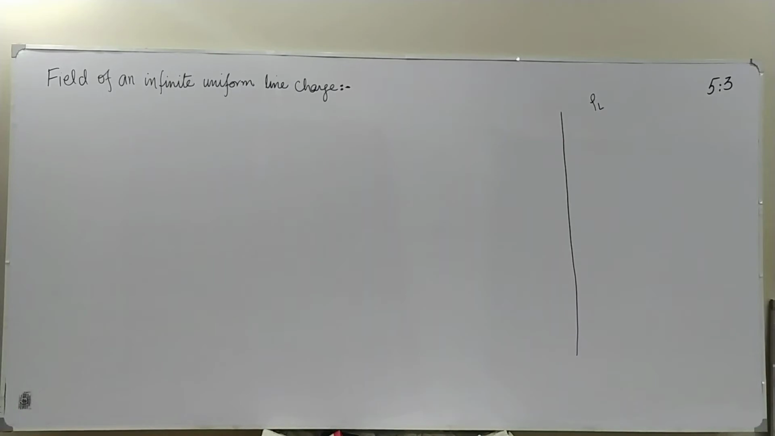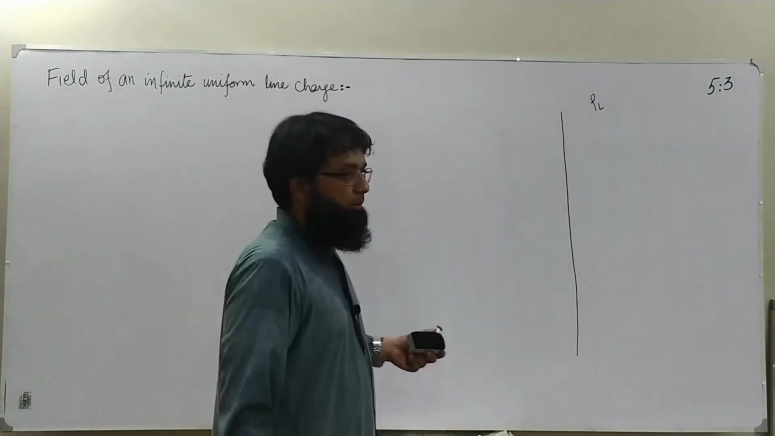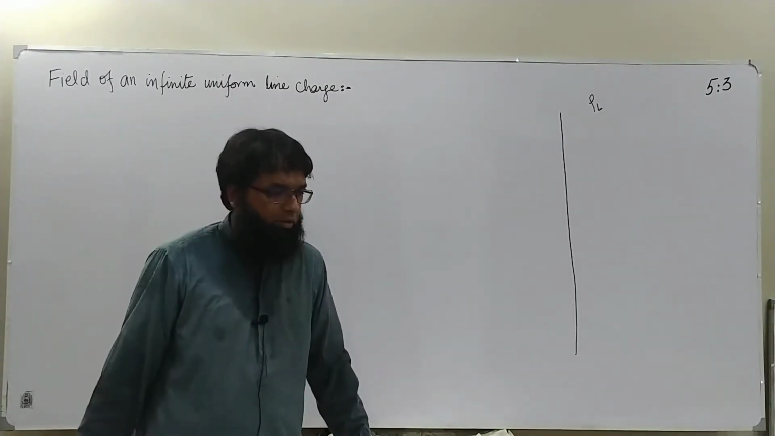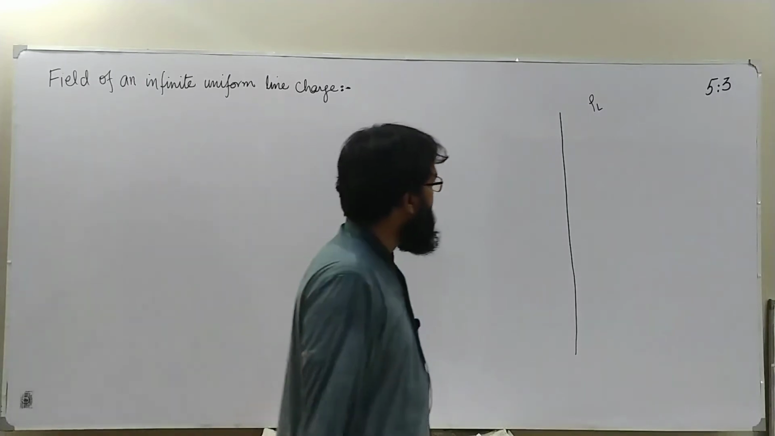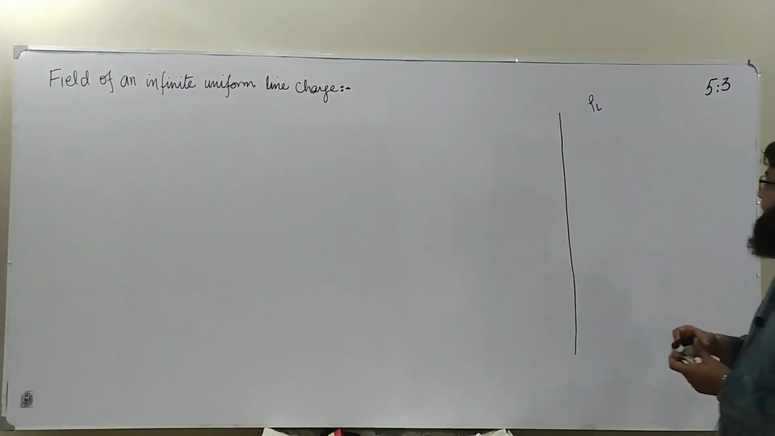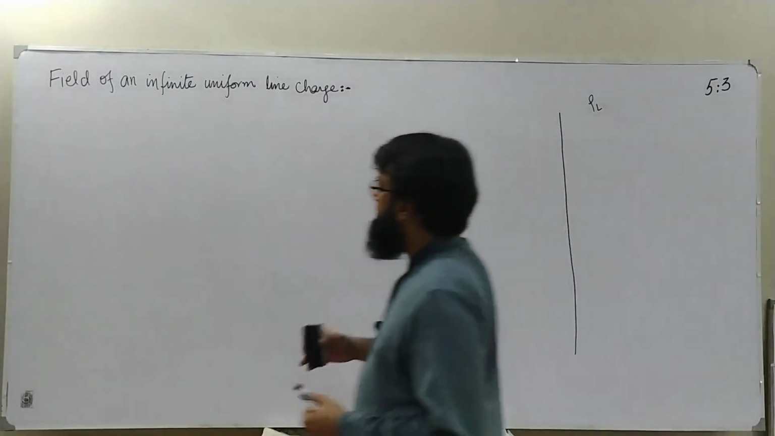All right, so now we have seen the field due to zero-dimensional point charges, a zero-dimensional cluster of a finite arrangement of point charges, and a three-dimensional volume charge distribution, how to find the electric field, the formula actually. So now we are moving on to the one-dimensional charge distribution.